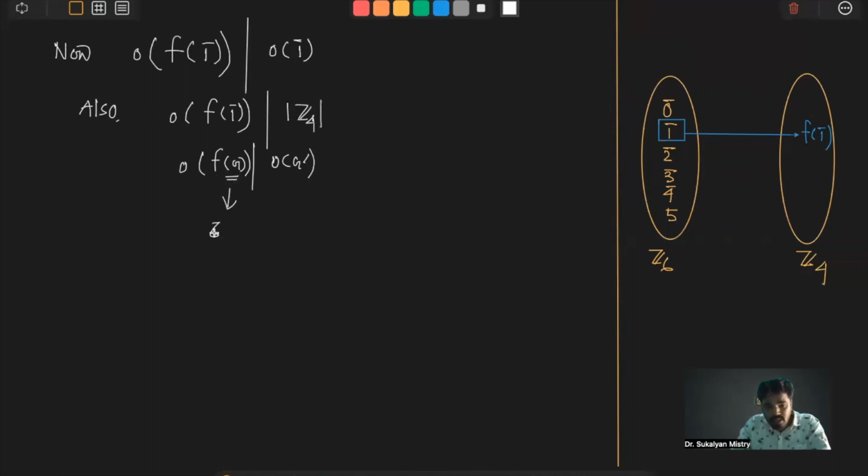What is G? G means Z6. 1 is the generator of Z6. So f of G, that is f of 1 bar, has order dividing the order of G dash. G dash means Z4. Clear? Okay.